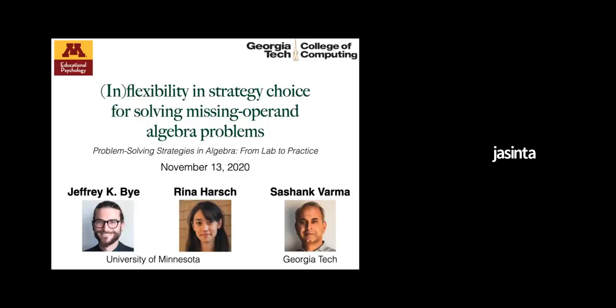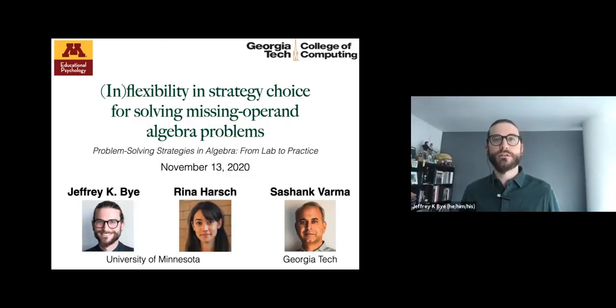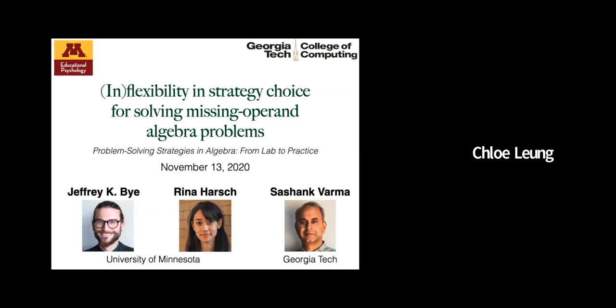So I'm going to be presenting some work on missing operand algebra problems. This is work in collaboration with Rena Harsh and Sishang Pharma. In the spirit of lab to practice for the symposium, this will be the most lab-like study that we'll be taking a look at.